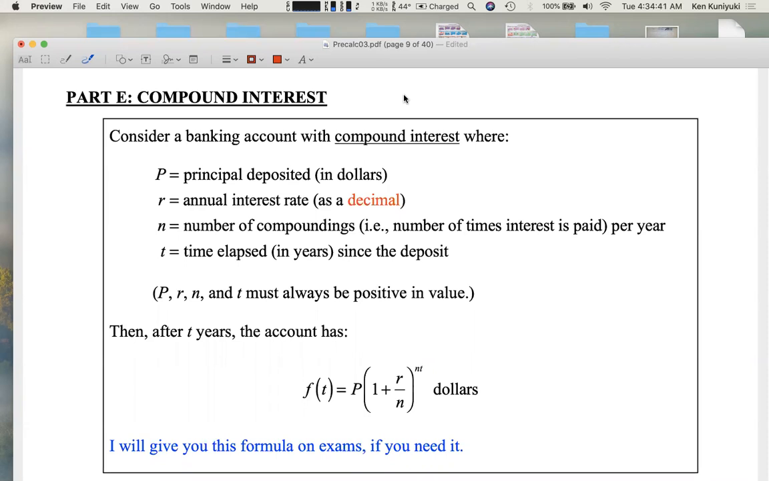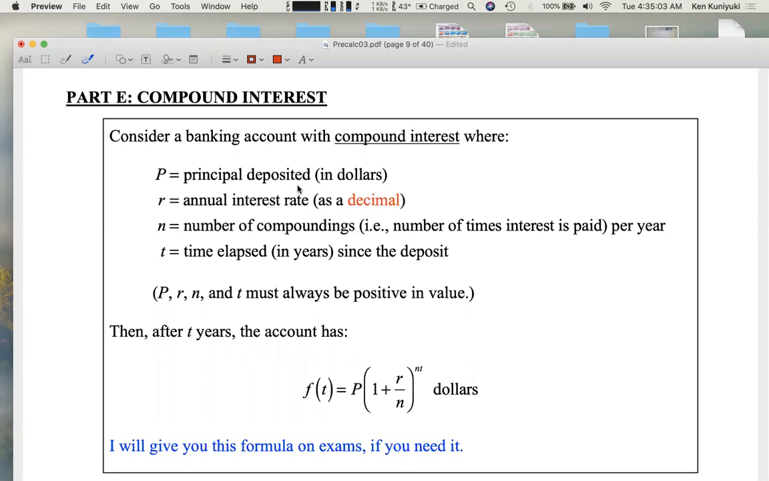So let's consider a banking account with compound interest, where P is the principal deposited in dollars. That's the amount of money that you put in the bank or that you borrow in a loan. R is the annual interest rate, but in decimal form. So for example, if it's 6%, you want to use 0.06, not 6 in the formula.